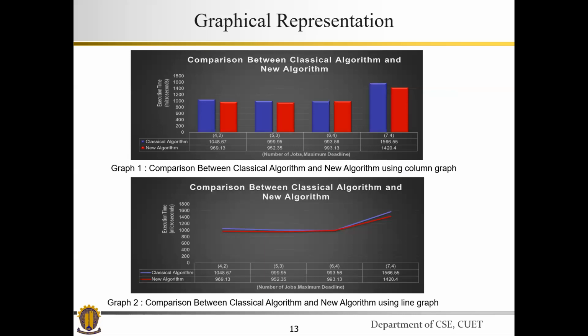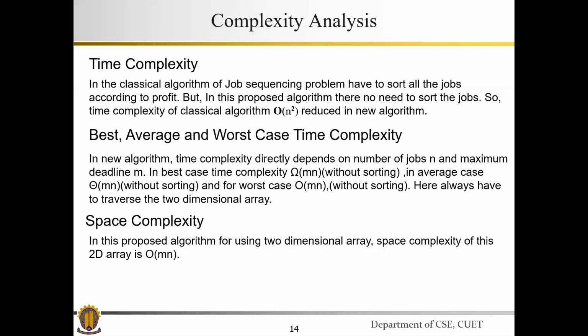1420.4 microseconds, and the agent time for the classical algorithm is 1556.55. As a graphical representation, we can see that the blue columns show the classical algorithm, and the red columns indicate the new algorithm. The new algorithm is less than the classical algorithm in each pair of columns. The next graph is a line graph, in which the blue line is for the classical algorithm and the red line is for the new algorithm. The new algorithm is lower than the classical algorithm, so you can easily see that the new algorithm's time is less than the classical algorithm.